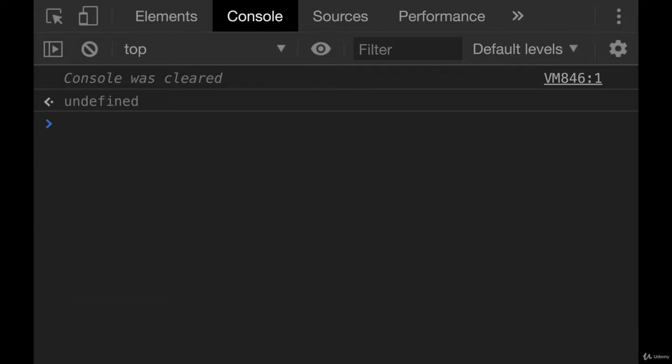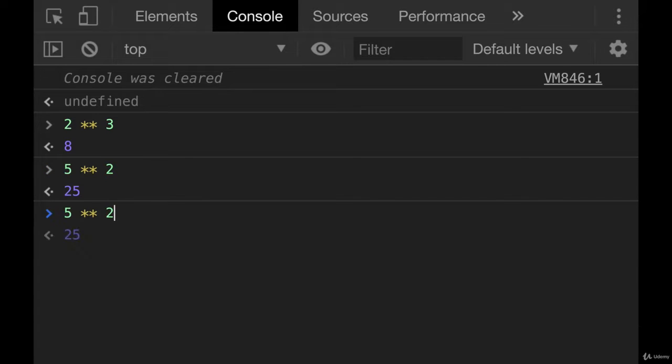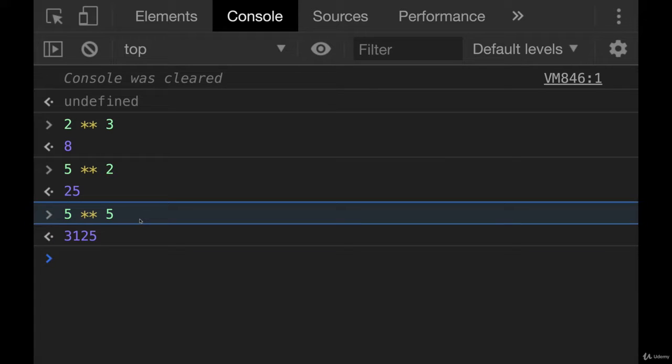And then the other operator I'll show you here is the exponent or exponential operator, which looks like this: 2 star star. If I do 2 star star 3, it is 2 to the third, or 2 cubed. 2 times 2 times 2. 5 star star 2 gives us 25. 5 times 5. And if I did 5 to the fifth, we get 3125. So that is one way of doing exponents in JavaScript. There is a different way we'll talk about later, but I just wanted to throw it in here while we're talking about operations.